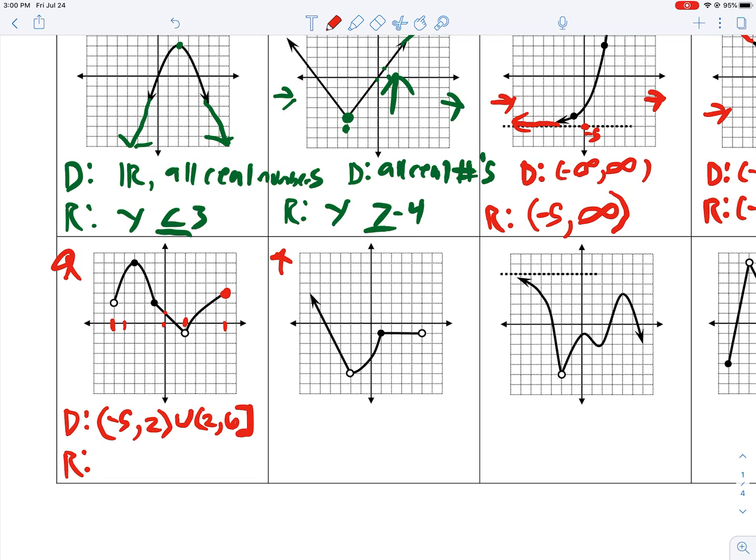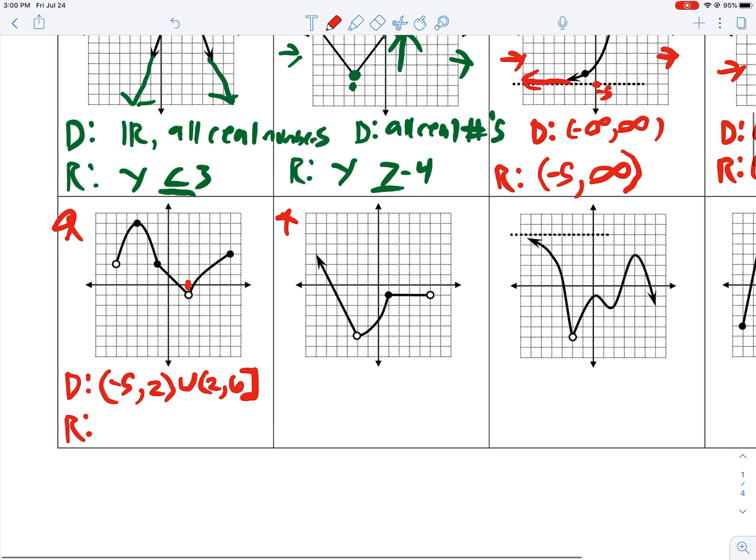Again, why do I have the union? It's because there's a break in the graph right here at 2. There's a hole in it. There's an open circle. So for the range, we're going to go from the lowest to the highest. So that's from bottom to the top. The lowest it gets to is -1. Can you physically touch that point? No, it's an open circle. I don't want to include it because at -1, there is no point. There's a point at -0.9 and -0.5, but not at -1.